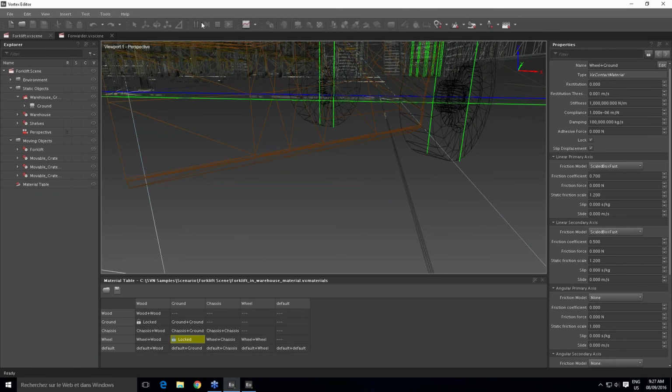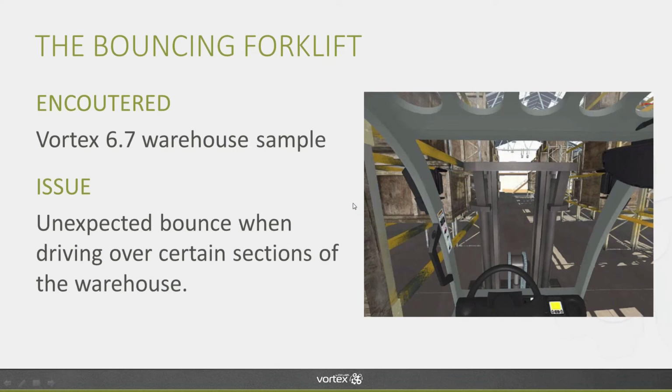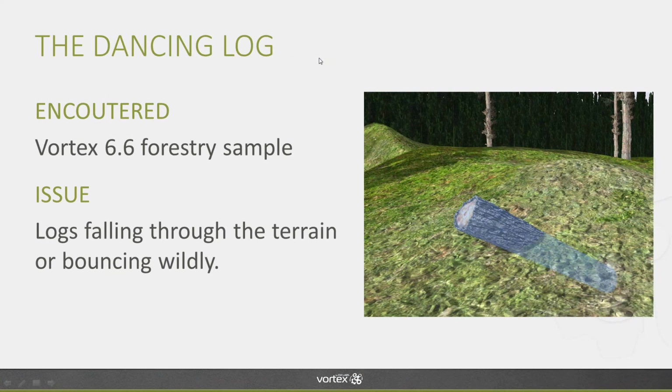Thank you, Marc-Alexandre. So that was our first scenario where we had an issue that we used the troubleshooting tools for. The next one goes back a bit further to the Vortex 6.6 Forestry example. Those of you who have been using Vortex software solution for a while will remember that in 6.6 we added a new forwarder and a new sample that featured a lot of speed-tree materials and a very uneven terrain. Now, some of the issues that came up were specifically related to logs, which were either bouncing wildly or falling through the terrain in some cases, and this one required some investigation.